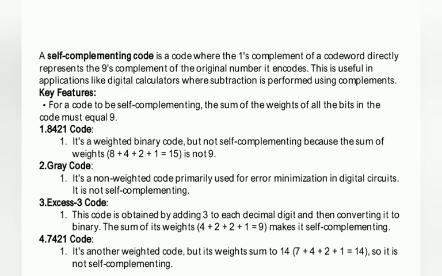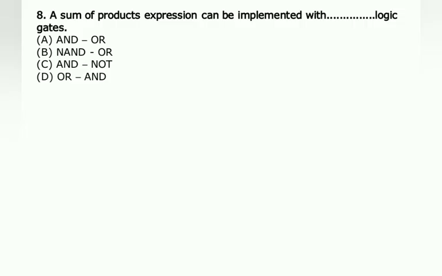How do we obtain the XS3? By adding 3 to each decimal digit in the given binary code. And XS3 is represented in weight form as 4221. The answer is option 3.